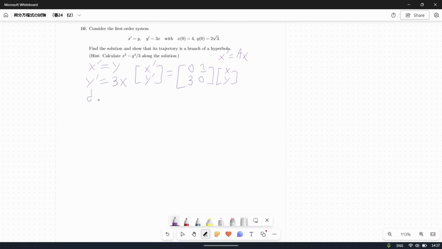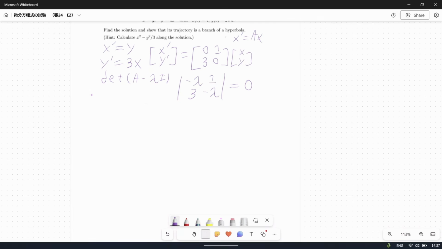So taking the determinant again, the determinant of A minus lambda I. A is this matrix, lambda I is the identity matrix times lambda. So that ends up looking like negative lambda, 1, 3, and negative lambda, and set that equal to 0, like this. And so when you simplify everything out, you end up with lambda squared minus 3 is equal to 0. And so our eigenvalues, we end up with lambda equal to plus or minus the square root of 3.